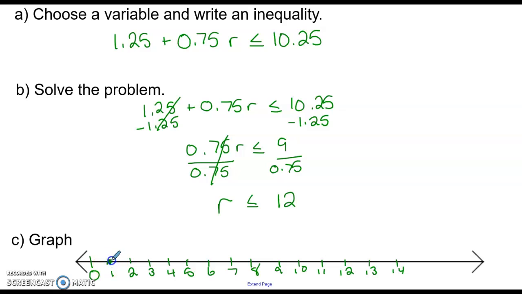And this time I'm going to put dots everywhere that represents a ride or a number of rides that Jason could have taken. Now Jason could also, for his 10.25, have taken no rides, so I'm going to include 0 this time. It doesn't make sense to include any negative numbers because you can't take a negative amount of rides. So that's the solution to this word problem.